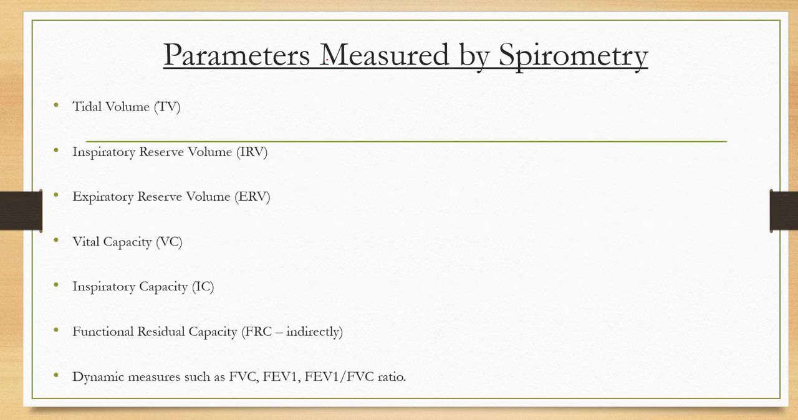Let's see the parameters measured by spirometry. Tidal volume, inspiratory reserve volume, expiratory reserve volume, vital capacity, inspiratory capacity, functional residual capacity, and dynamic measures.